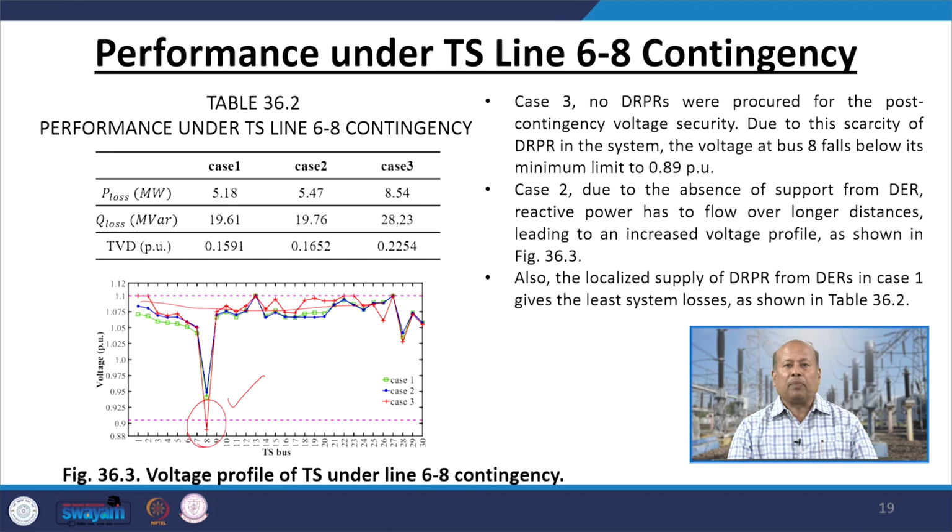Also, the localized supply of DRPR from DRs in case 1 gives the least system losses, as shown in table 36.2. So, you can see in case number 1 the P loss is 5.12, in case 2 it is 5.47, and in case 3 it is 8.54. So, this is the lowest compared to all three different cases.